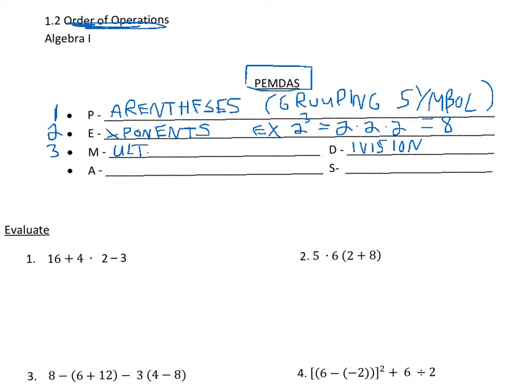Then the last priority, after you do everything else, parentheses, exponents, and multiply and divide, the last thing you should do is add or subtract. And again, we're going to use that left to right rule. So whatever occurs first, if subtraction occurs before addition, well then we subtract before we add, and vice versa. Okay, and you've probably seen these before. Now let's take a look at some examples.